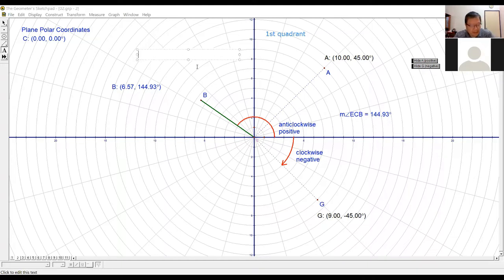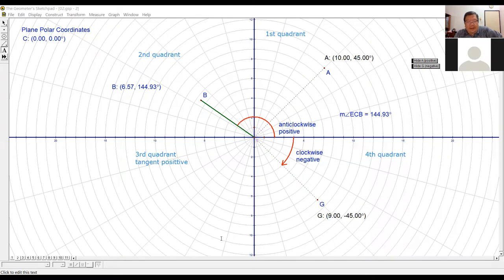Now, in the second quadrant, sine is positive. The other two, cosine and tangent, are negative. In the third quadrant here, tangent is positive. And this is the fourth quadrant. In the fourth quadrant, cosine is positive, and tangent and sine are negative.